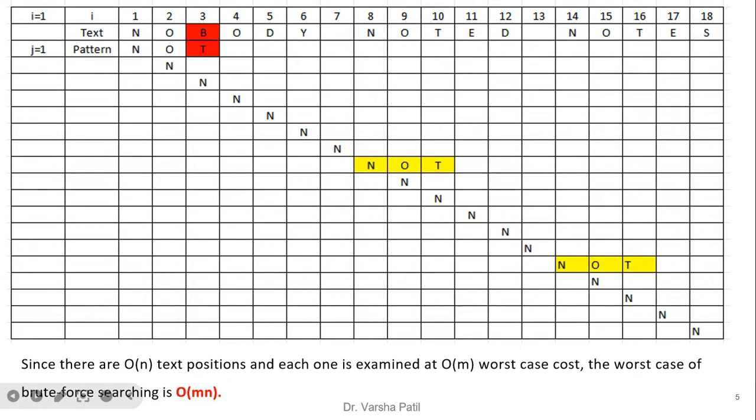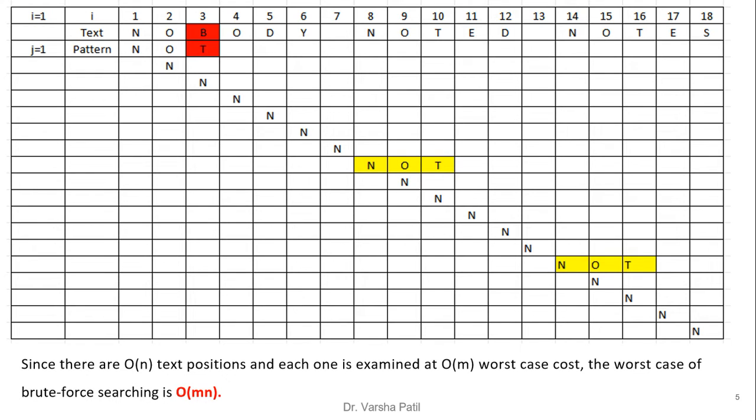Now the given text is there. For simplicity, the index starts with 1. So the text is "nobody notes notes" and we need to find the pattern "not". Initially i is 1, and whenever we start at a new location, j becomes 1. Now n matches, both increment, o matches, both increment, but here a mismatch happens. So when a mismatch happens, we need to initialize j to 1 again and shift i to a suitable location.